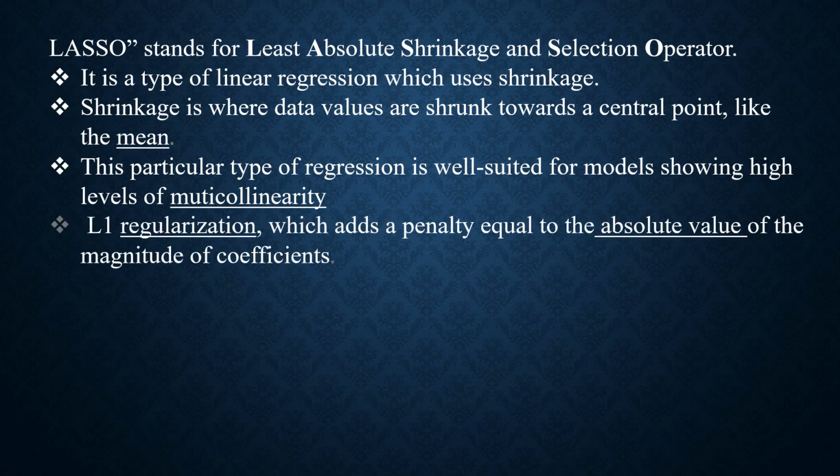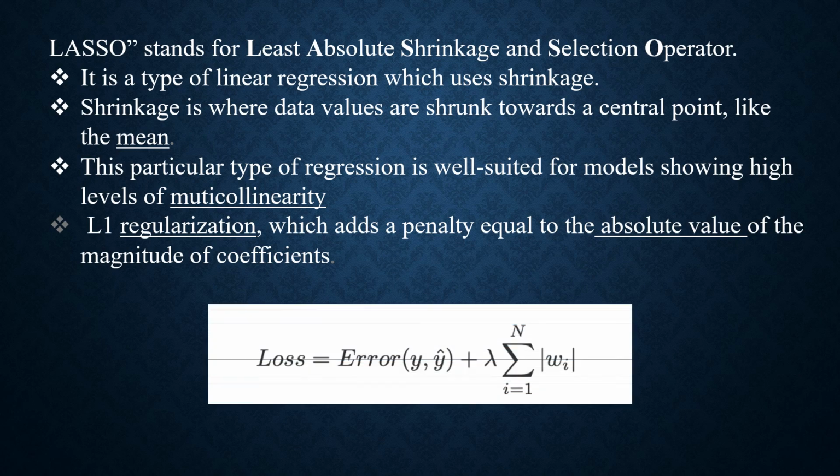Now, L1 regularization adds a penalty equal to the absolute value of the magnitude of coefficients. Now, this is our loss function. So, our error is nothing but the difference between the actual values and the predicted values. And we are penalizing this. How are we penalizing this? By adding an extra term, which is nothing but lambda times the summation from i equals 1 to n of |wi|. wi is nothing but the values of the coefficients.